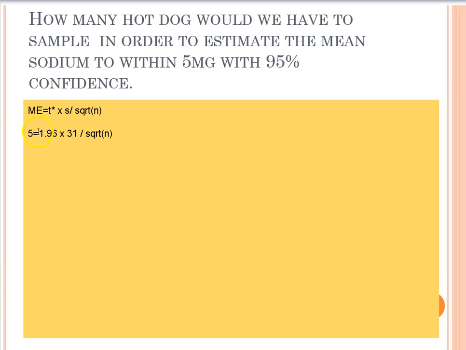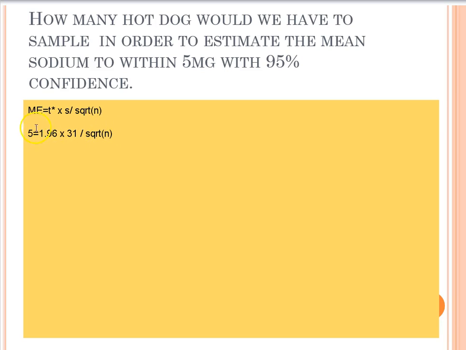So we'll use the critical Z for a 95% confidence interval. That would be 1.96. Our sample standard deviation is 31. And if you don't remember that, you can go back and look at the last video. But this is given to us in the problem. The last thing we need then is the sample size, and that's actually what we're solving for.